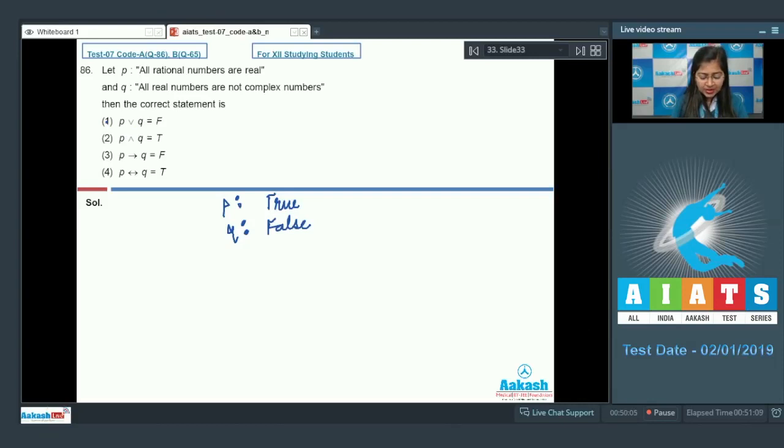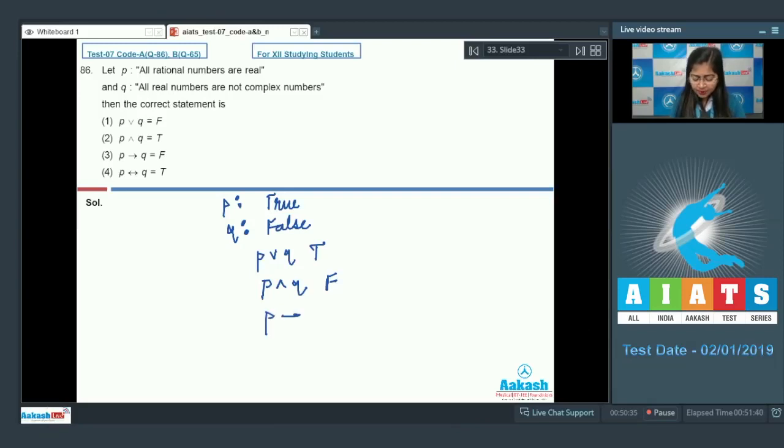First, let us find the value of P or Q. P or Q means either P or Q is true. So P or Q will be true here because P is true. Now P and Q means that if both are true, then it will be true, otherwise it will be false. Now as Q is false here, so it will be F.